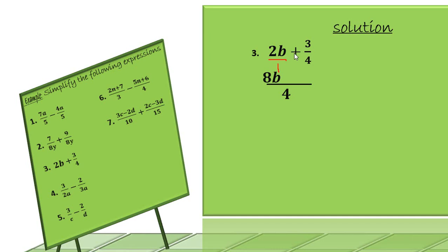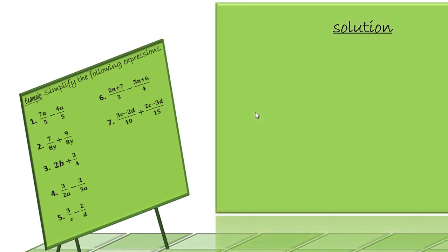Then this addition comes down. Here is 4. This 4 dividing this 4 is 1. The 1 multiplying 3 is 3. Is there any further simplification we can do? None, because this is 8b, this is 3. You can add, and there is no common factor here. So that is our answer.